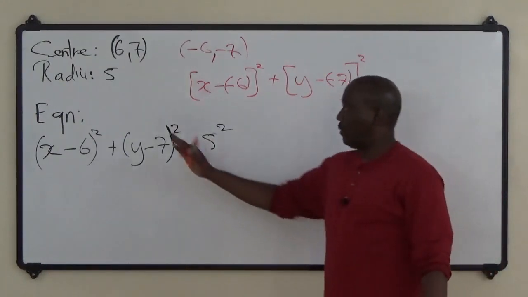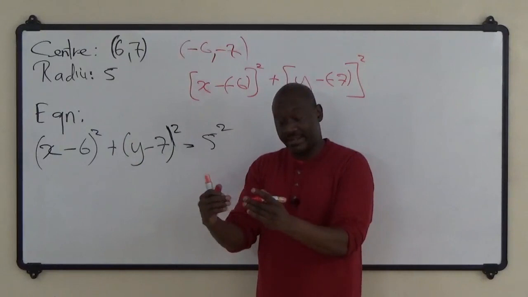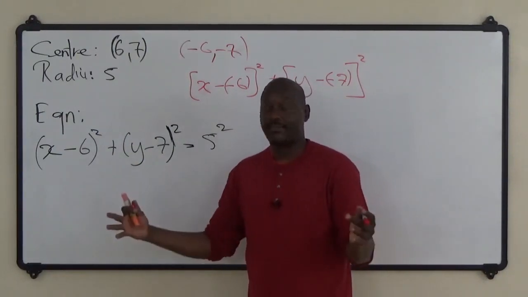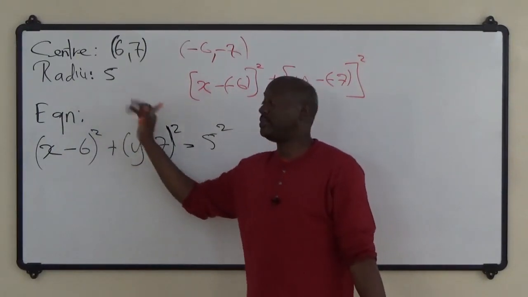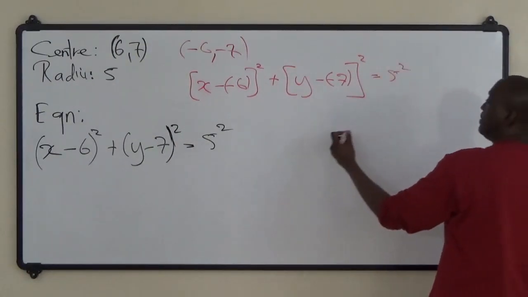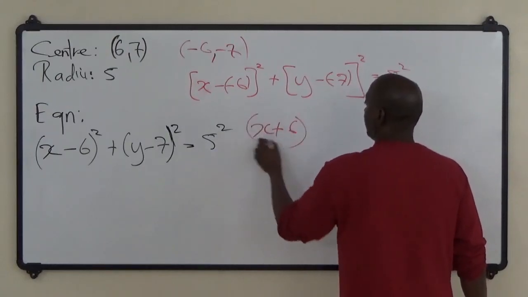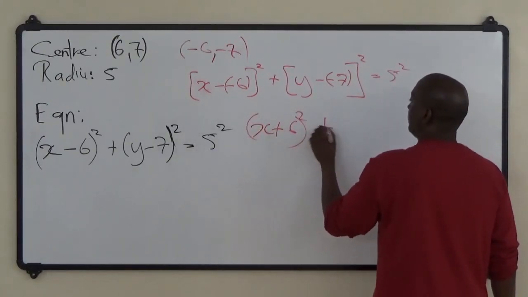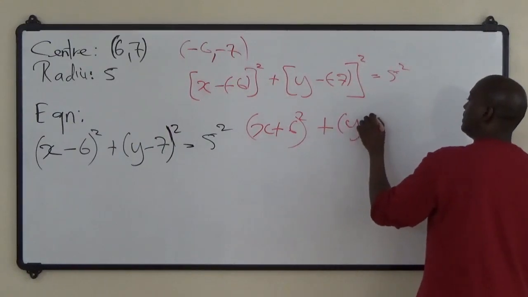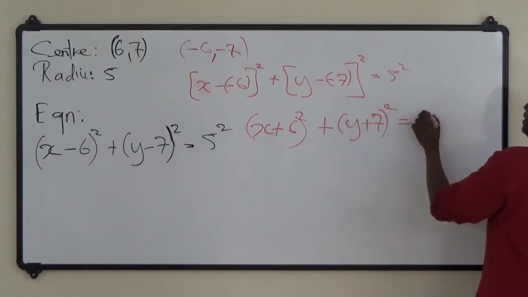The radius will always be a positive number because you're actually measuring the length of a line segment. So you'll never get a negative radius. All right? Being equal to 5 squared, in which case x minus 6 is x plus 6. X plus 6 squared plus y plus 7 squared being equal to 5 squared.